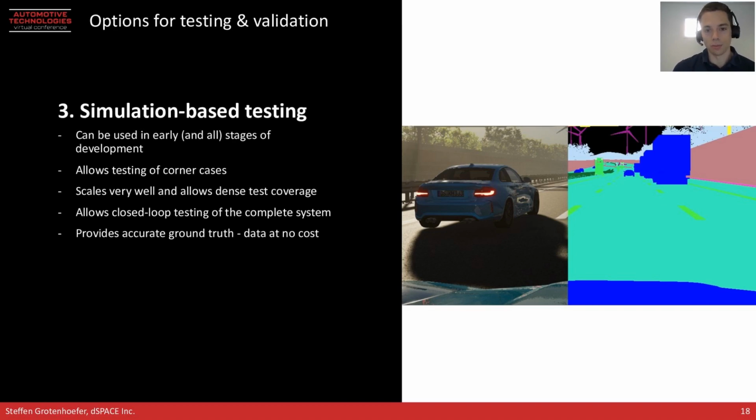Yeah, and these are basically just the opportunities of simulation for validation and testing, but there are of course many more, and simulation is now even adopted for the development itself, but that's probably a topic for the next talk.